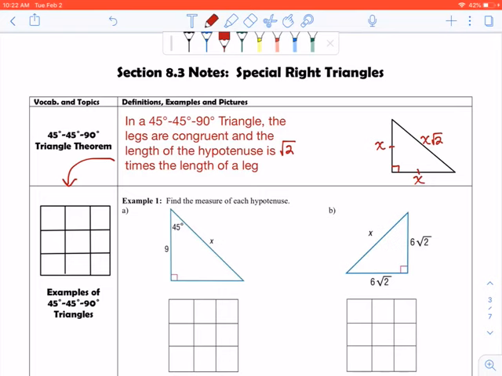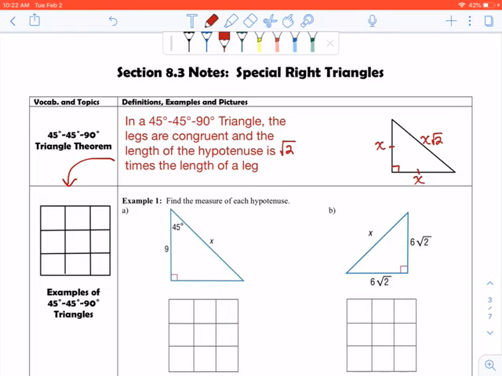So the first type of special right triangles is a triangle that is isosceles. It has 45, 45, and 90-degree angles, and the legs are congruent because it's isosceles, and the length of the hypotenuse is square root 2 times the length of the leg. Now this comes from the Pythagorean theorem. It's kind of a shortcut in solving these when we sometimes only know one of the sides.